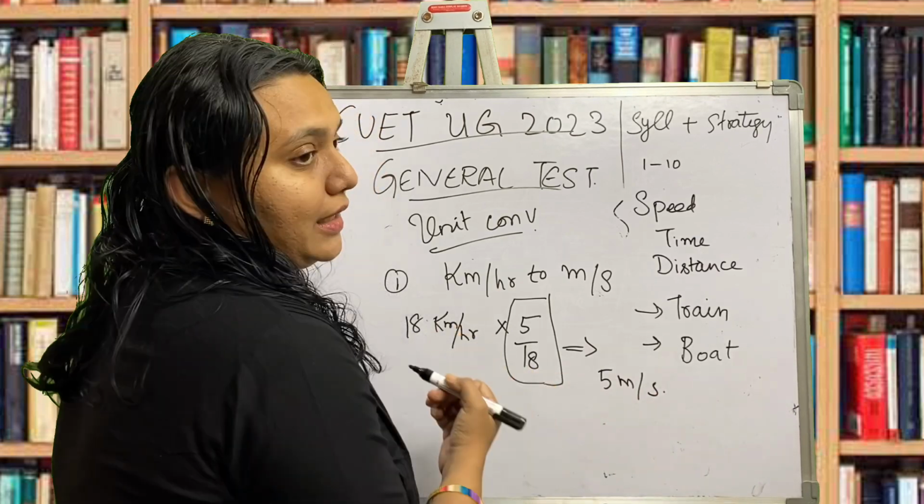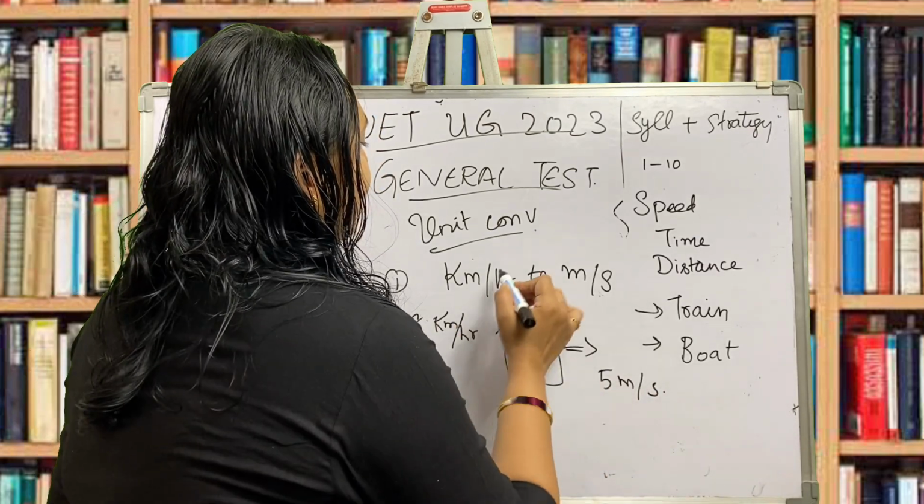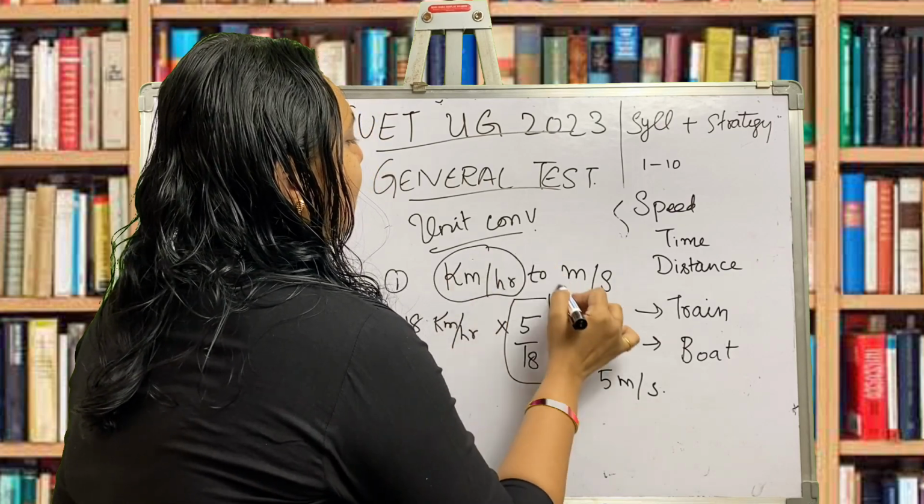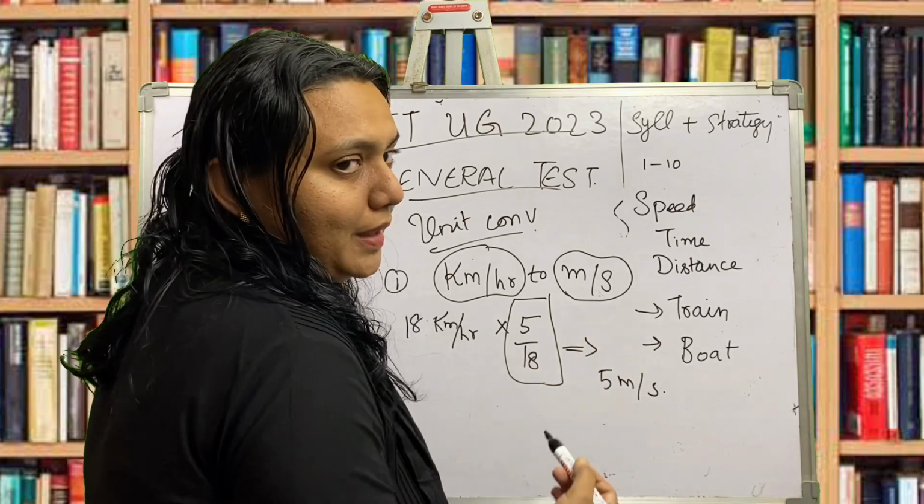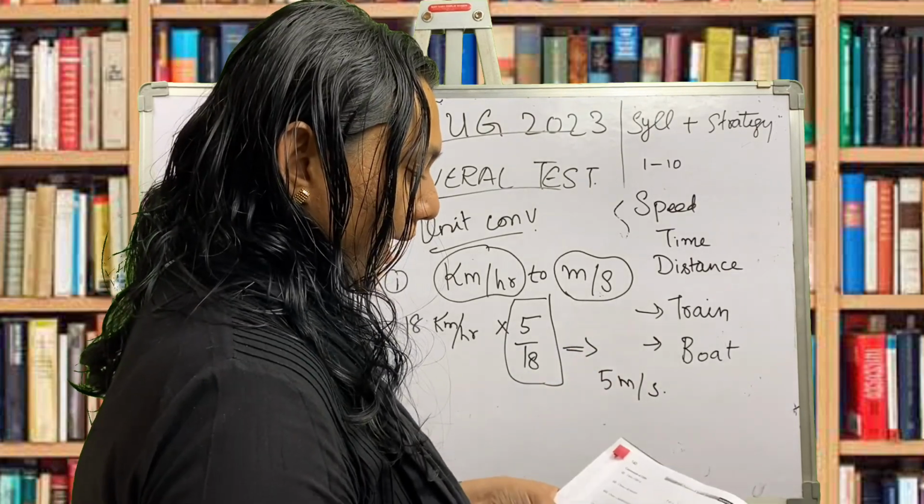Because you're cancelling out 18. The important thing for you is, if you want to convert kilometer per hour to meters per second, you have to multiply the speed by 5 by 18. Remember this, 5 by 18.